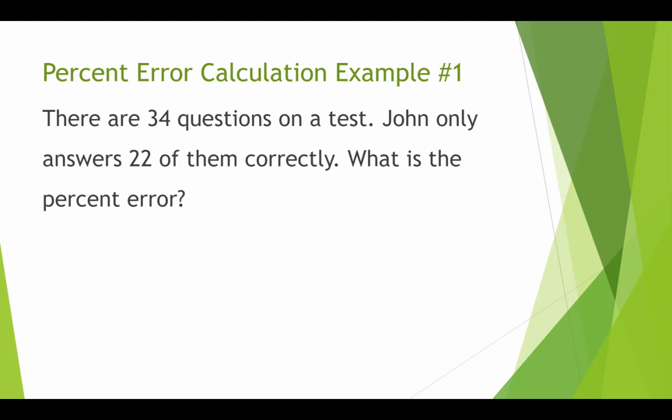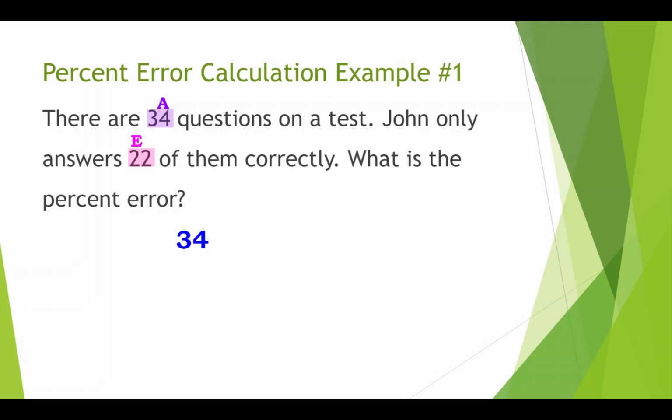In our first example, there are 34 questions on a test. John only answers 22 of them correctly. What is the percent error? So we've got two numbers. That first number, 34, is what John should have or could have gotten on his test. That's not what he actually got in real life though. So that is our accepted value, the true value of how many questions are on the test that he could have gotten. And John's experimental attempt at the test resulted in him getting 22 questions correct. So that's my A and my E.